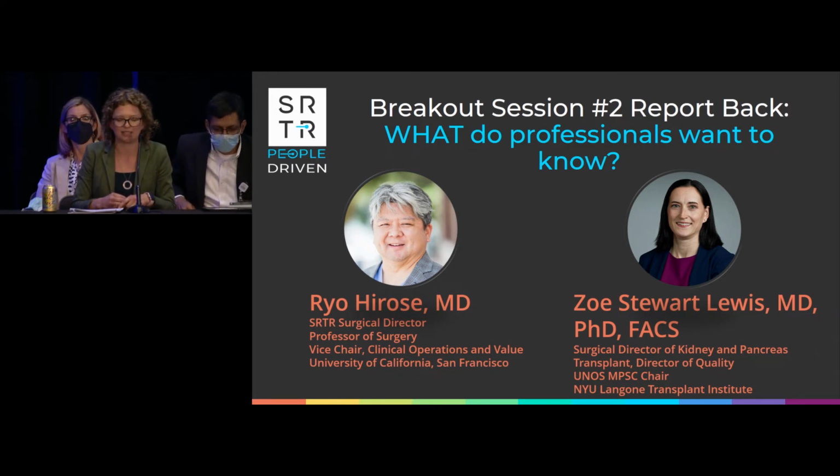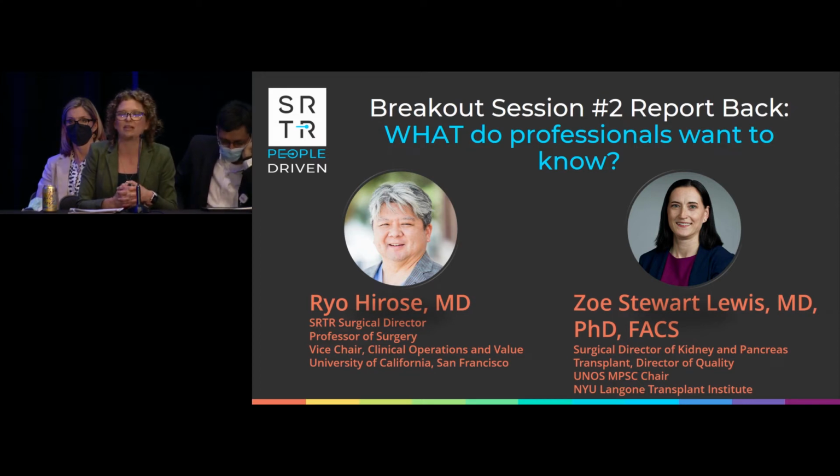equity and access and some of the data that's really key to looking at early access to transplant among all organs and patient populations, including referral, evaluation, and waitlisting, as some of that data is not currently collected, and advocating for that. We also talked a bit about several different types of risk prediction models. We had a group mostly of transplant providers, and we did have some patient representation.